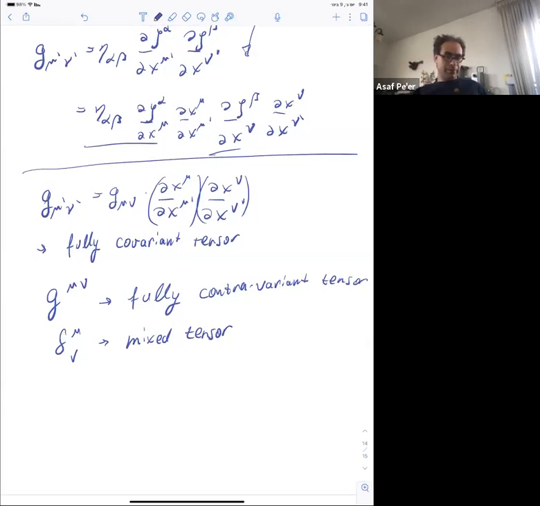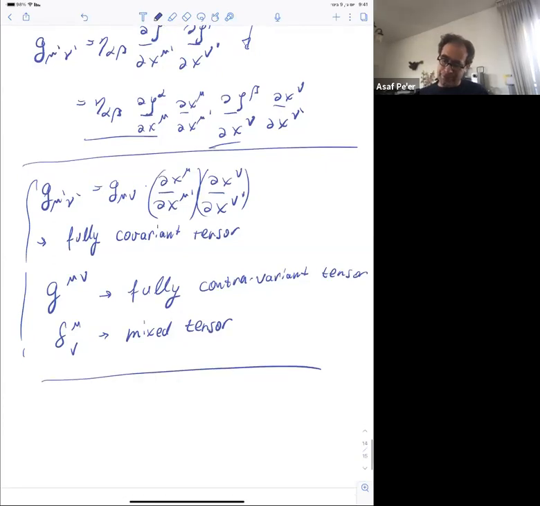Now, this looks relatively simple, but not everything is a tensor, right? For example, as we said, the affine connection is not a tensor, right?